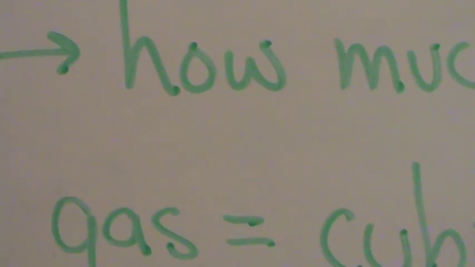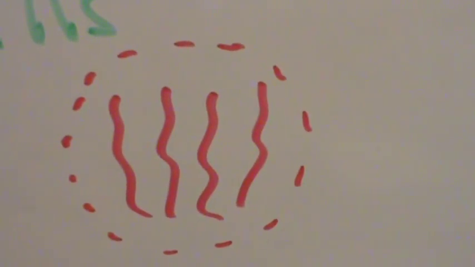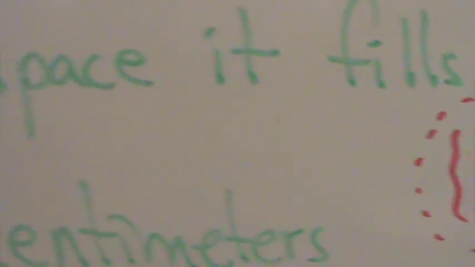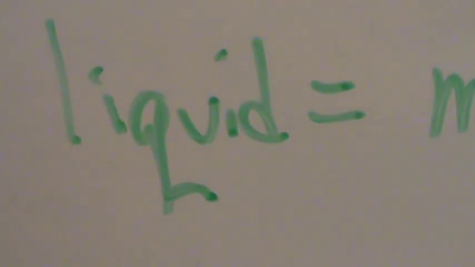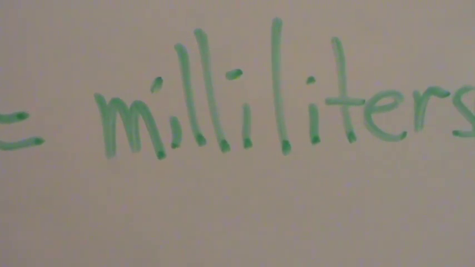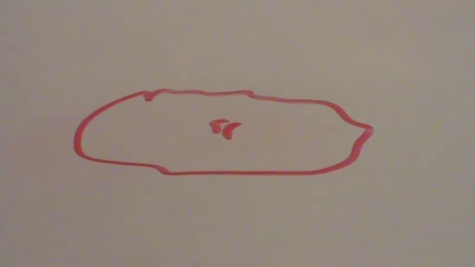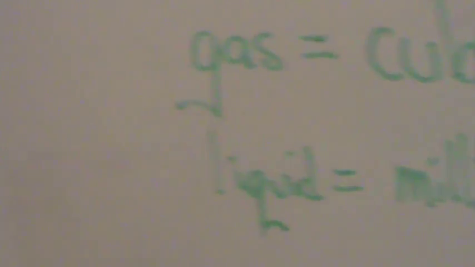In the case of gas, we use cubic centimeters. So gas filling a space, kind of like a balloon. How many little cubic centimeters would that fill? For liquid, we use the term milliliters. And that's for liquids, because if we just pour a liquid out on the tabletop, it's going to make a puddle. And we want something that's a little bit more scientific to do our measurement.